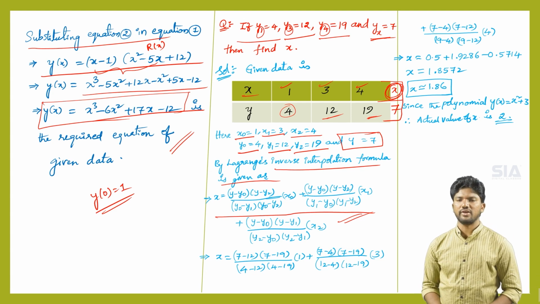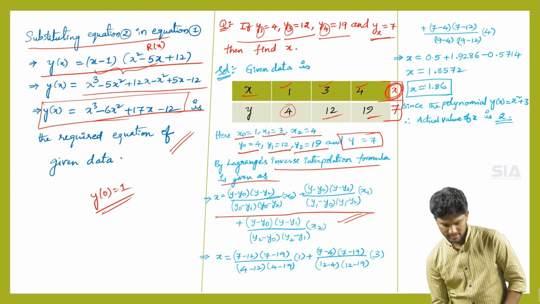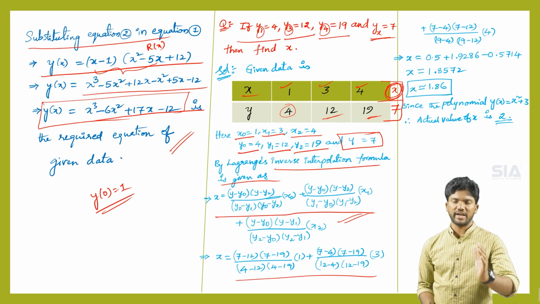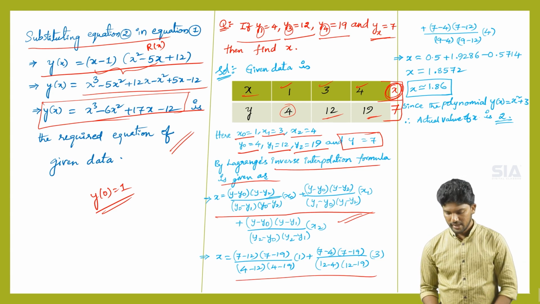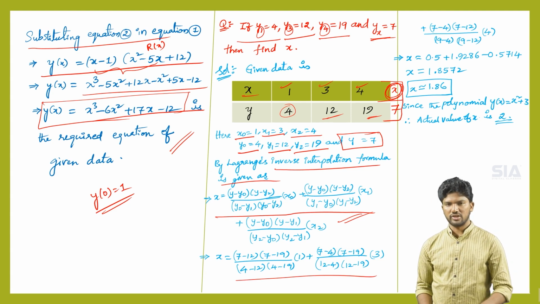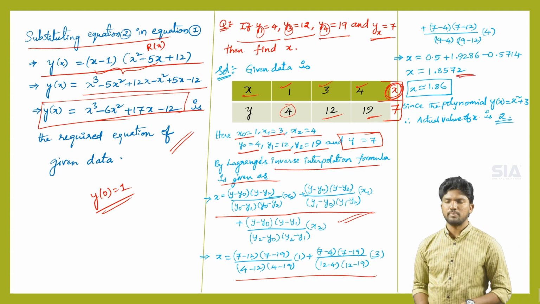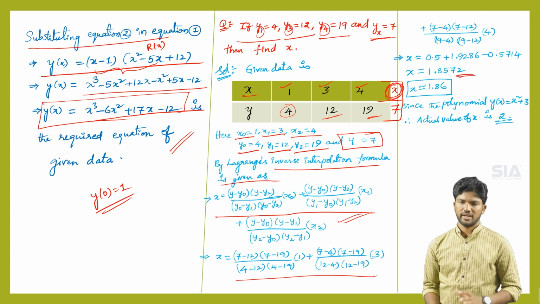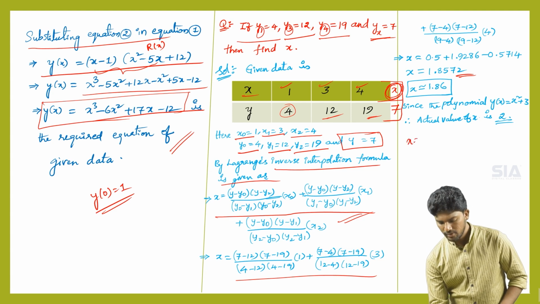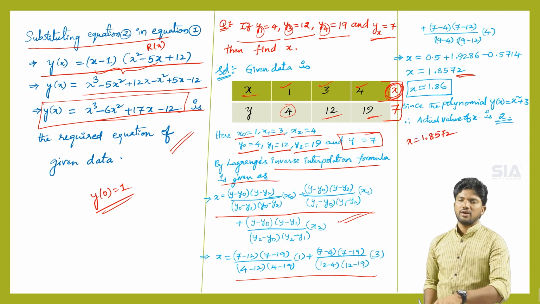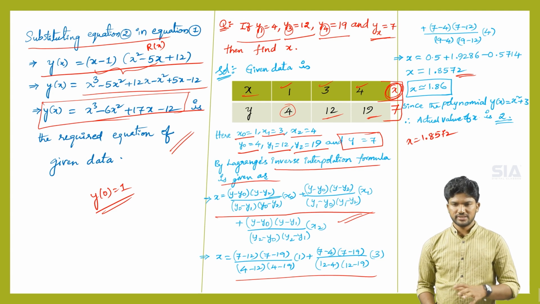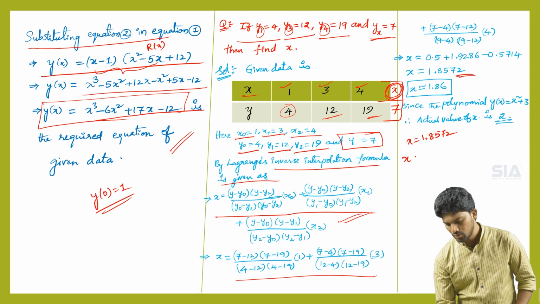Substitute the corresponding values from the table. So, we need to find out the x value. Substitute all the corresponding values from the given table and simplify. You will get x is equal to 1.8572. This is the value up to 4 decimal places. We can approximate this value up to 2 decimal places as 1.86.